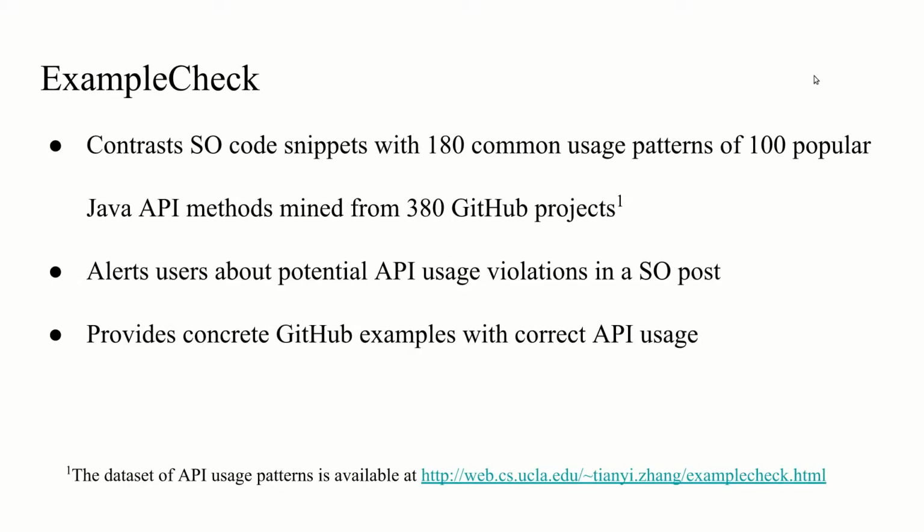To help programmers easily identify the incomplete or incorrect API usage in Stack Overflow, ExampleCheck compares Stack Overflow snippets with common API usage patterns mined from 380,000 GitHub repositories. Given a Stack Overflow post, ExampleCheck alerts users about the potential API usage violations and also provides concrete GitHub examples that follow the correct API usage.